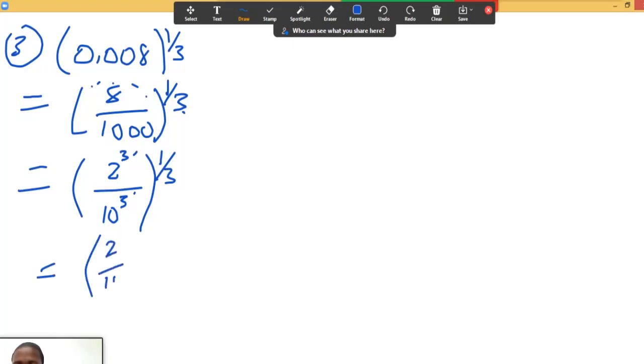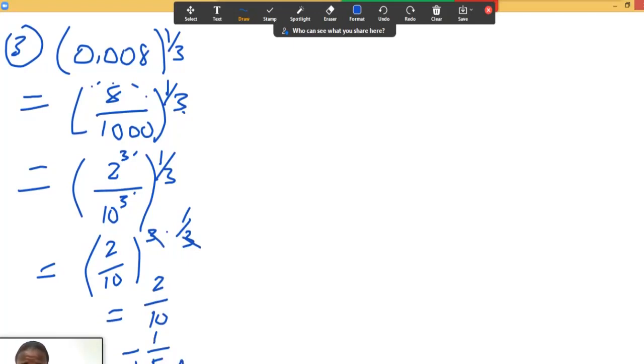So our next step would be 2 over 10 to the power 3 times 1 over 3. So this is nothing but 2 over 10, because this 3 and this 3 will cancel, and then we're left with 1. Then we can simply say 2 goes 1 time into 2, and 5 times into 10. So this is our answer.